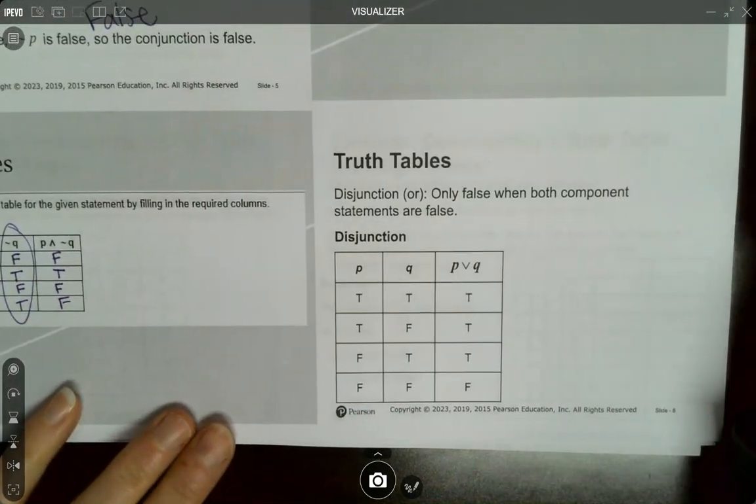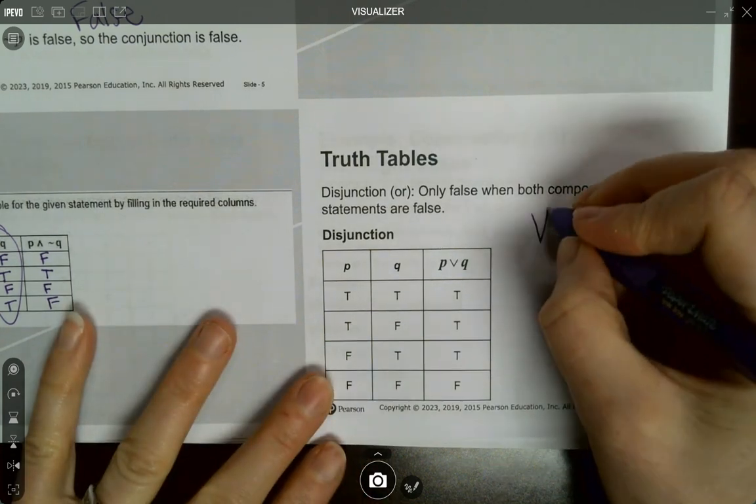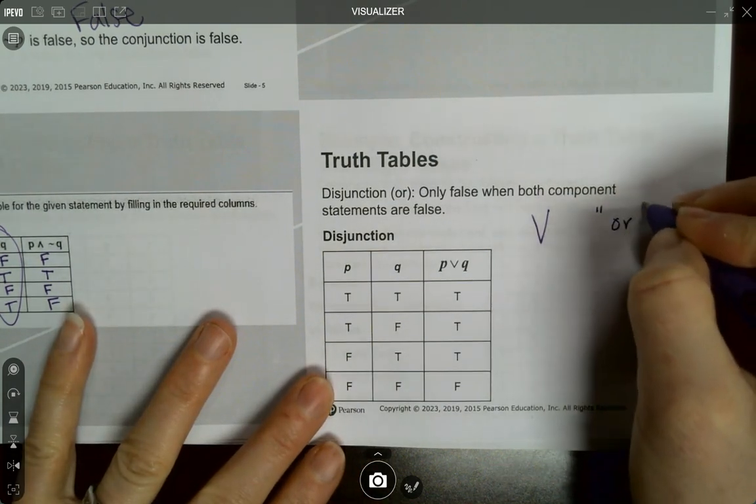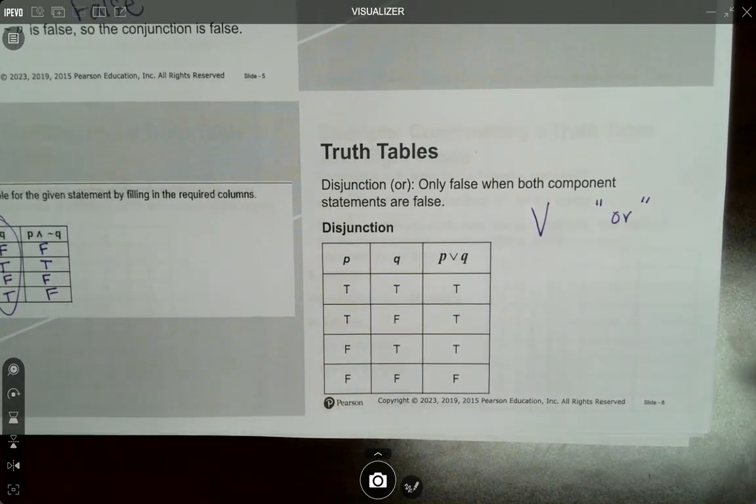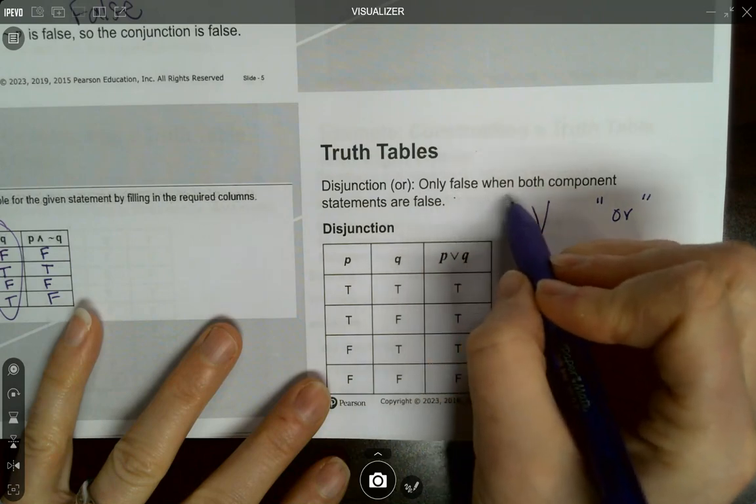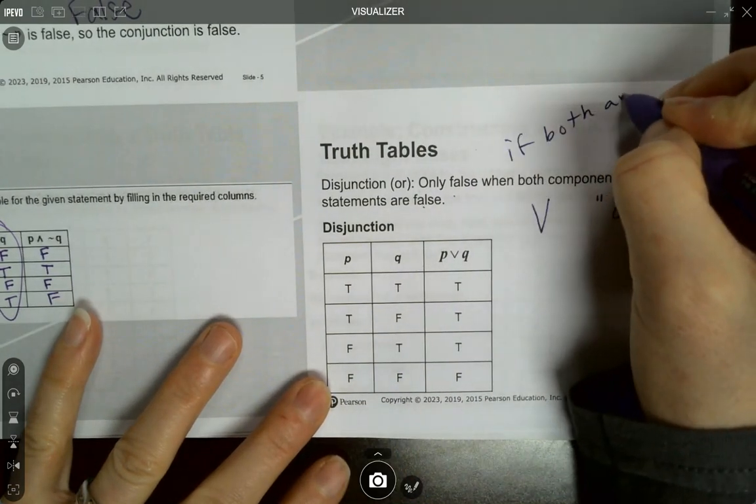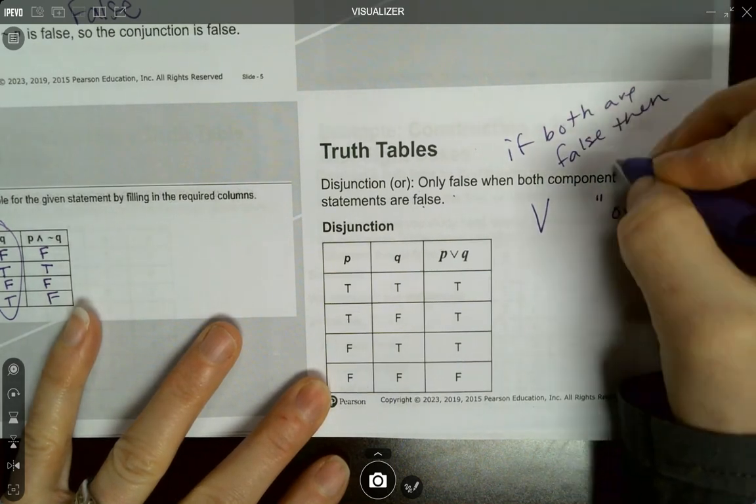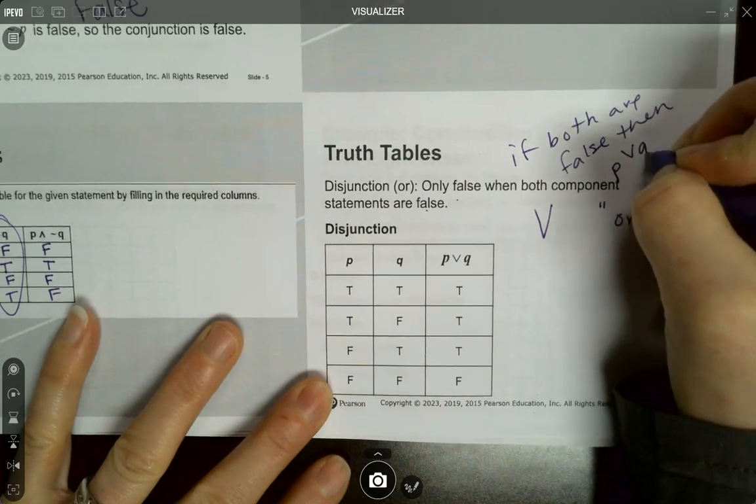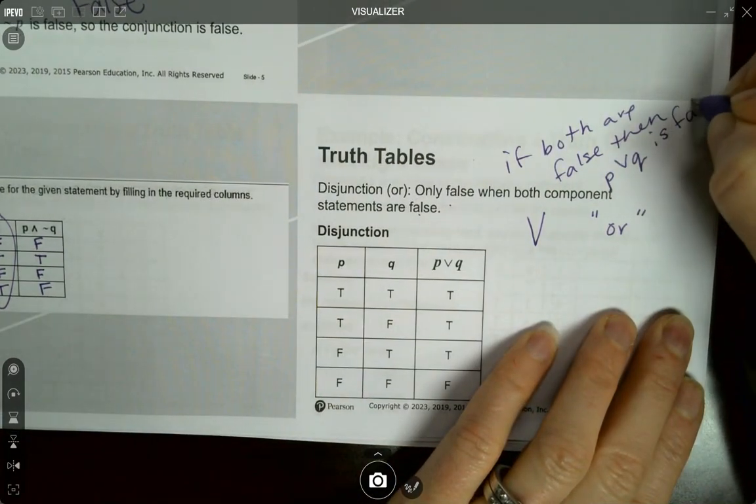Let's look at disjunction. Only false when both complement and statement are false. So remember, this is the or statement. So it's true unless both are false, then it's false. So if both are false, then P is false, P or Q is false.